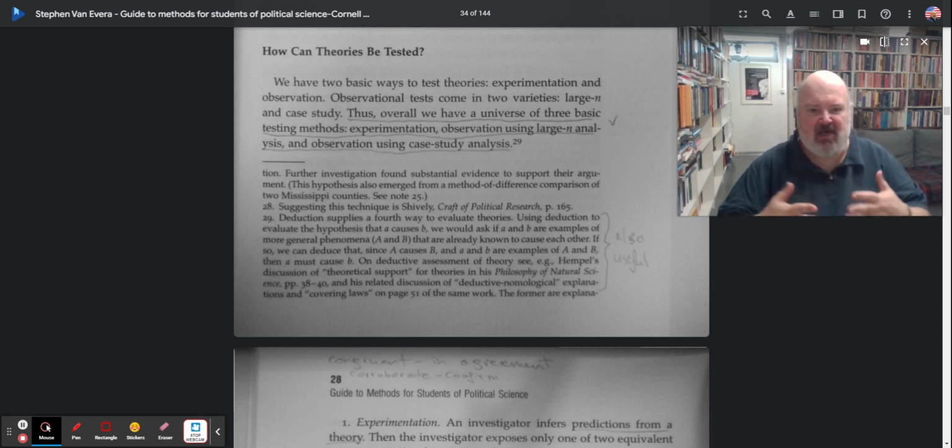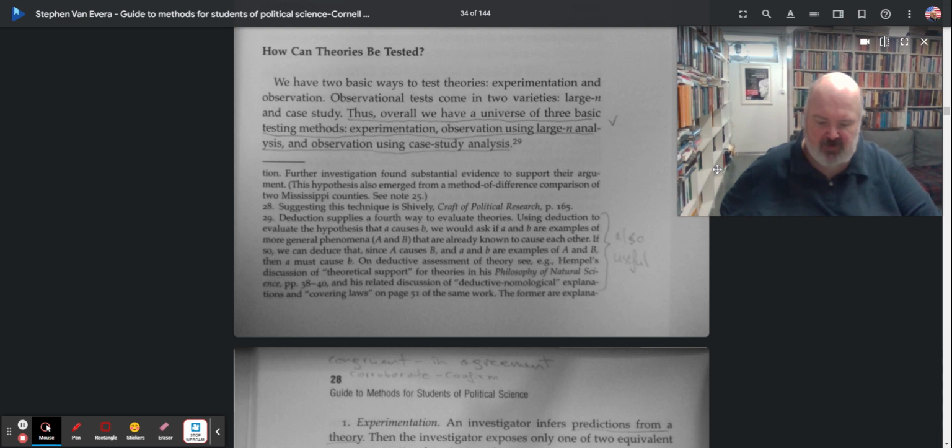He says, let's look at this. How can we test things? How can theories be tested? This is Van Evera, pages 27 through 40. This is the question of testing and the nature of testing. How can we test? He says we have two basic ways of testing theories: experimentation and observation.